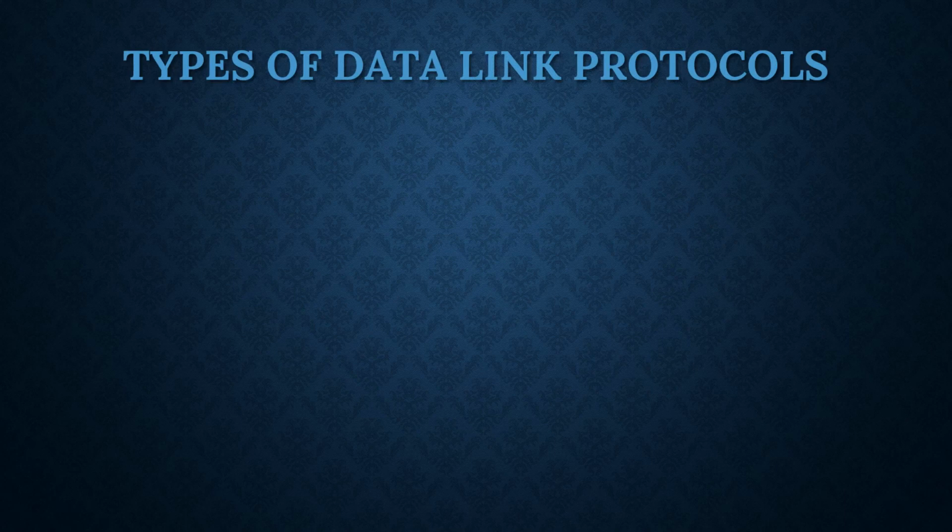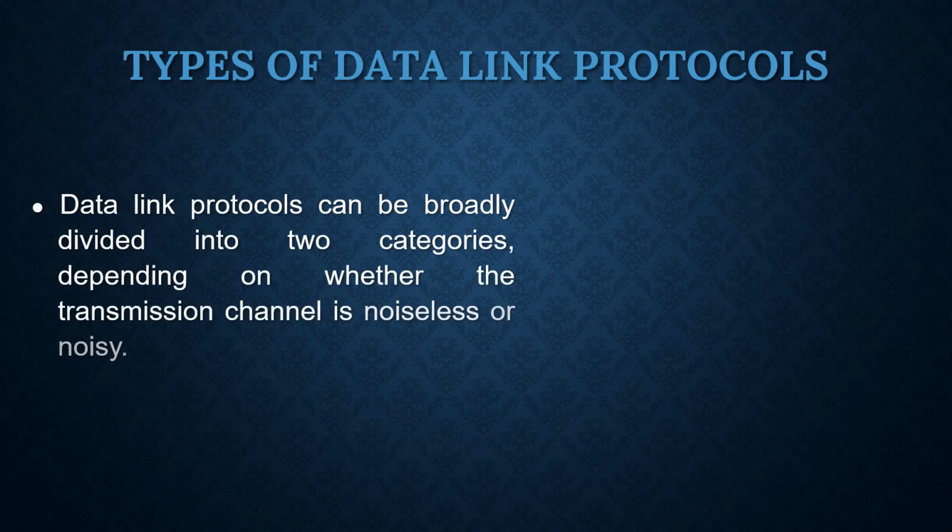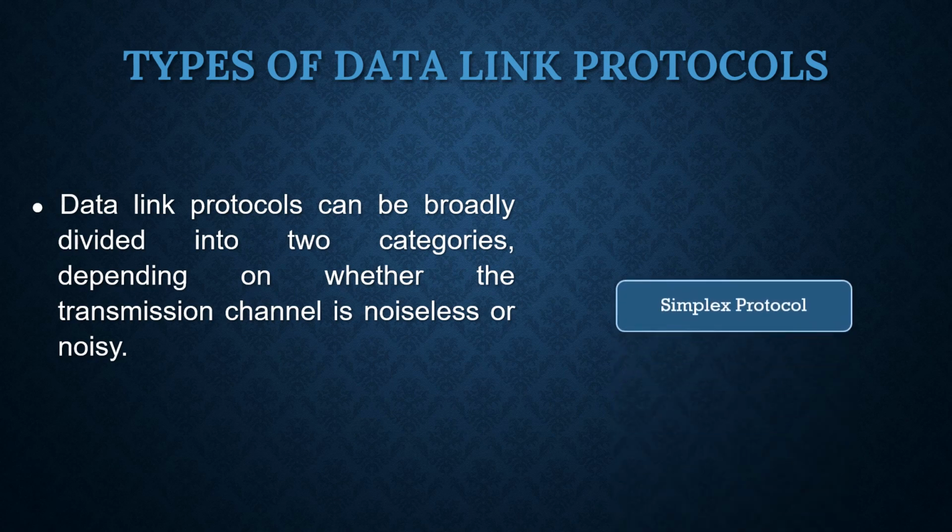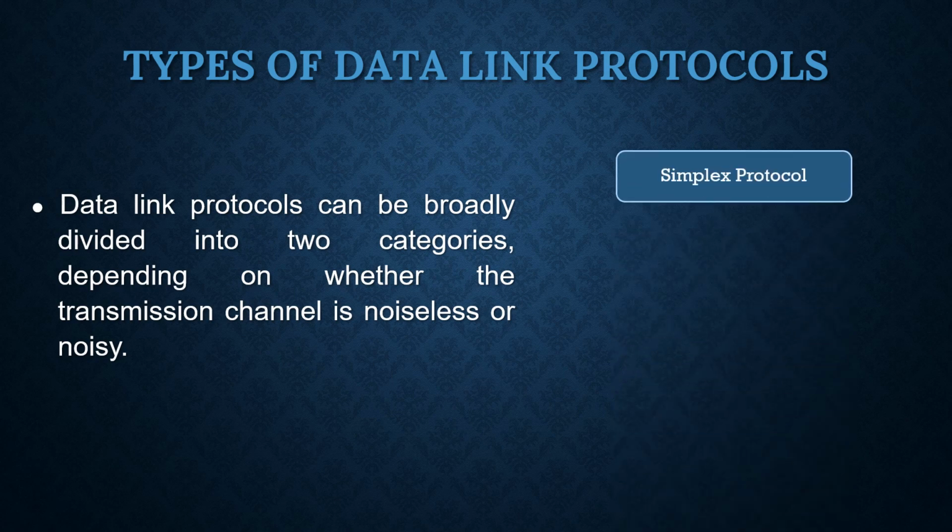Types of data link protocols. Data link protocols can be broadly divided into two categories depending on whether the transmission channel is noiseless or noisy. Simplex protocol. The simplex protocol is a hypothetical protocol designed for unidirectional data transmission over an ideal channel, that is, a channel through which transmissions can never go wrong.